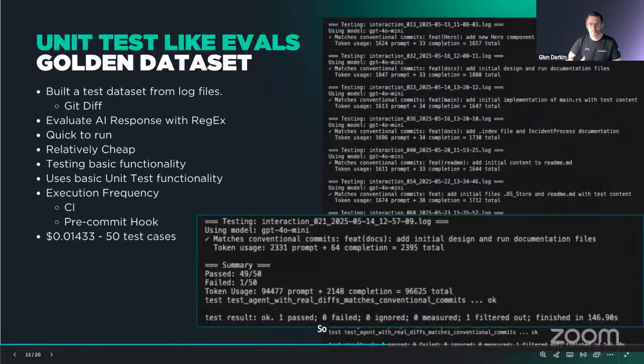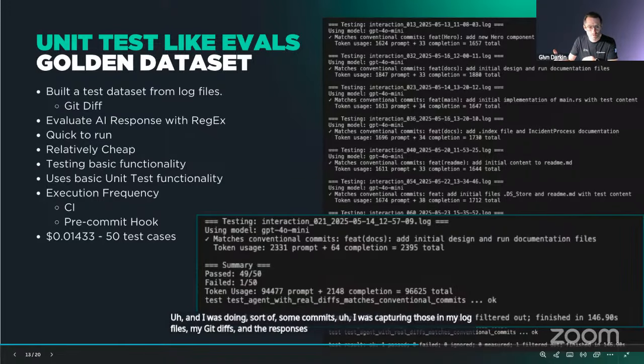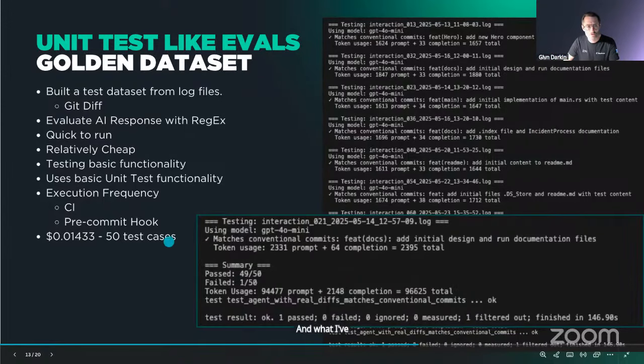So my basic set of evals. Once I built this application and I was doing some commits, I was capturing those in my log files, my Git diffs and the responses. So very quickly I built a set of log file data up. And I've used that data set to create my golden data set. I have a unit test framework here inside Rust, and I've created a number of sample data sets which I feed into that.